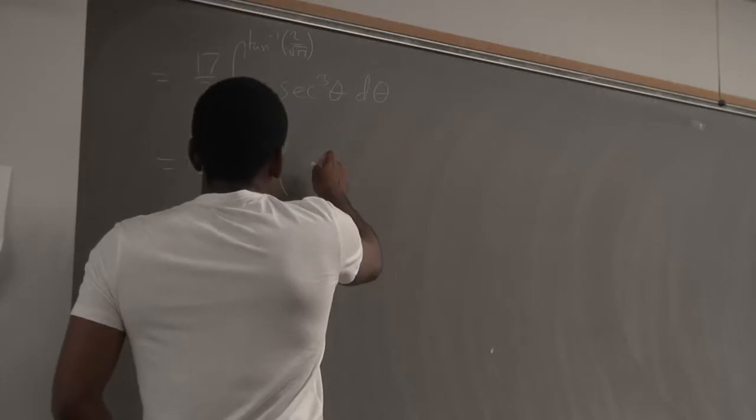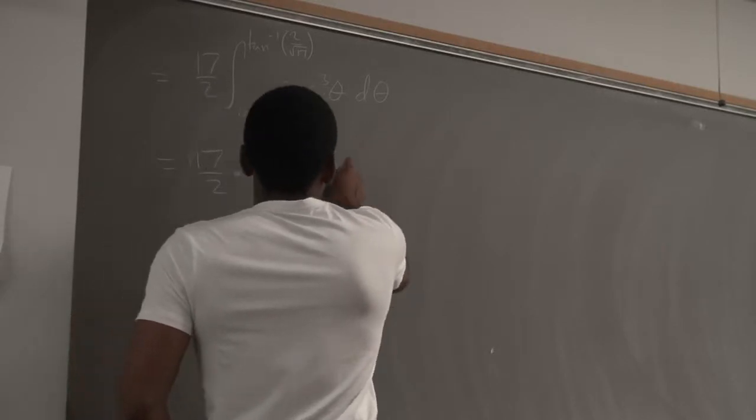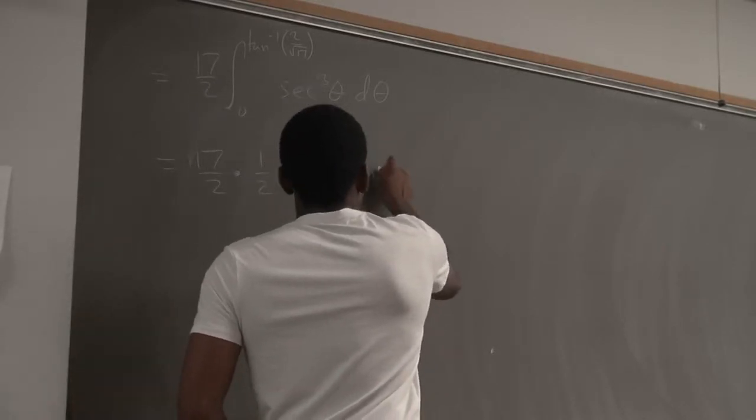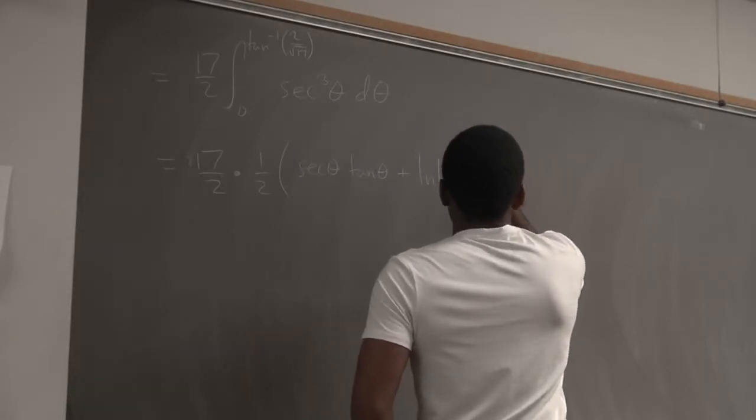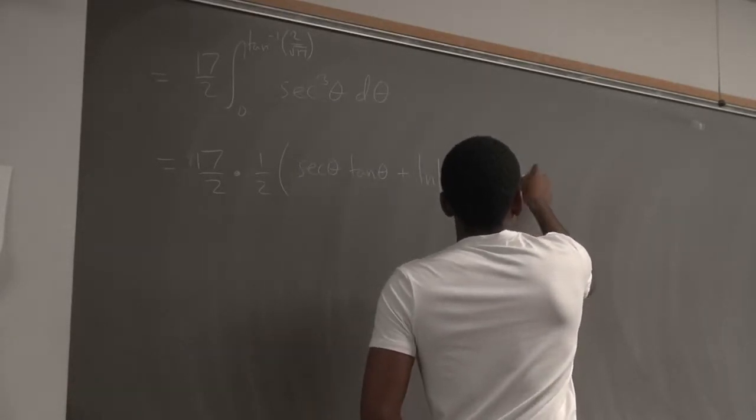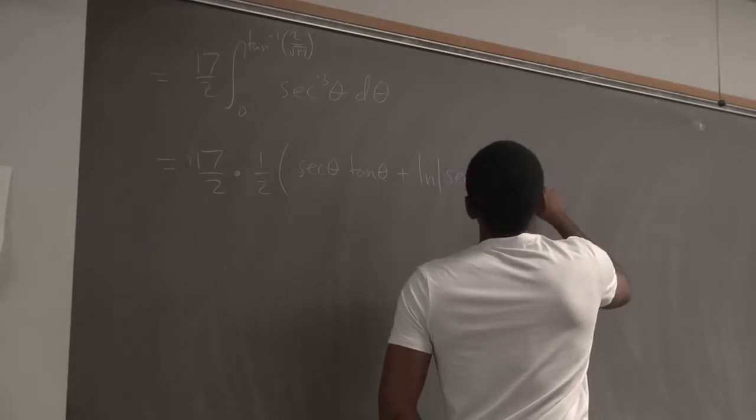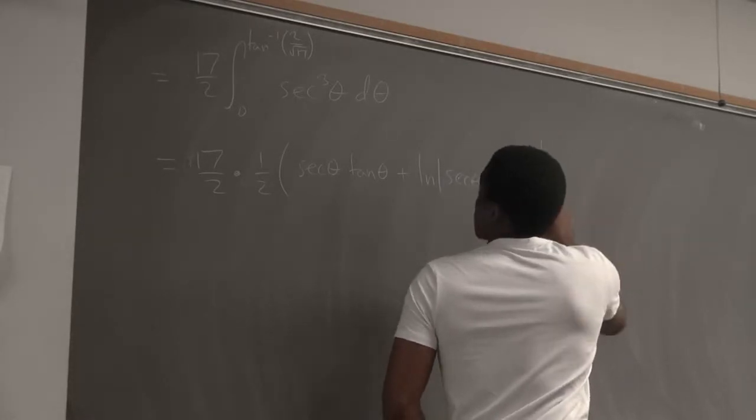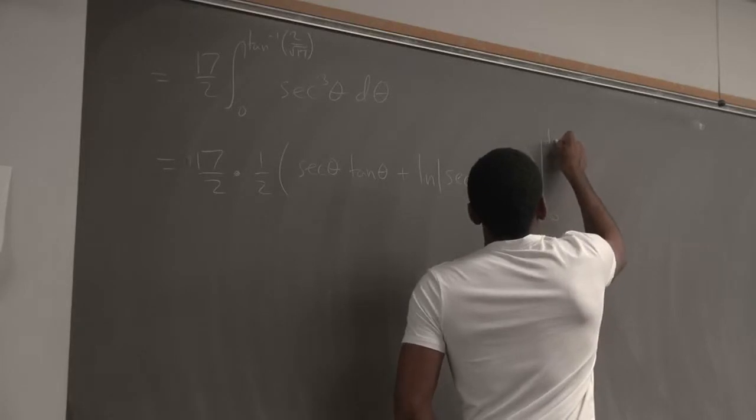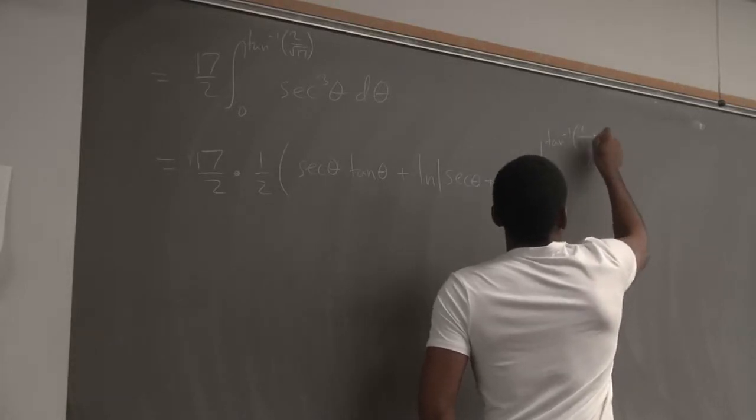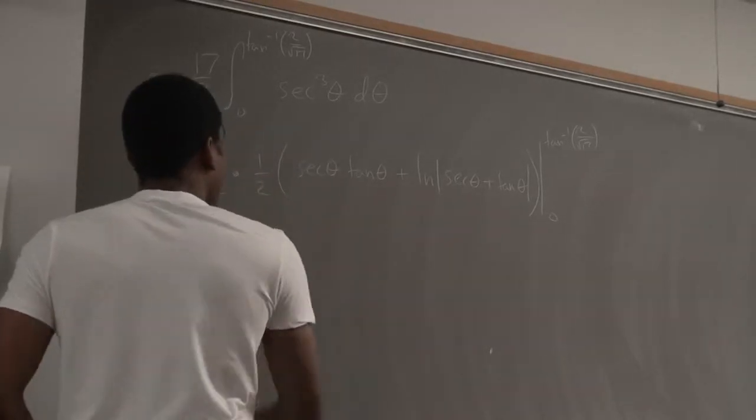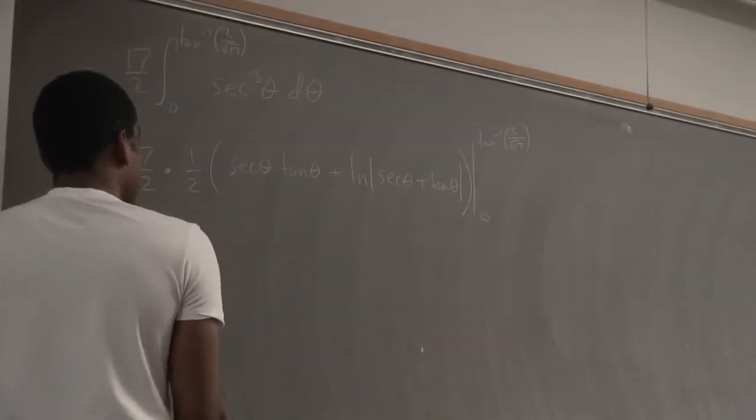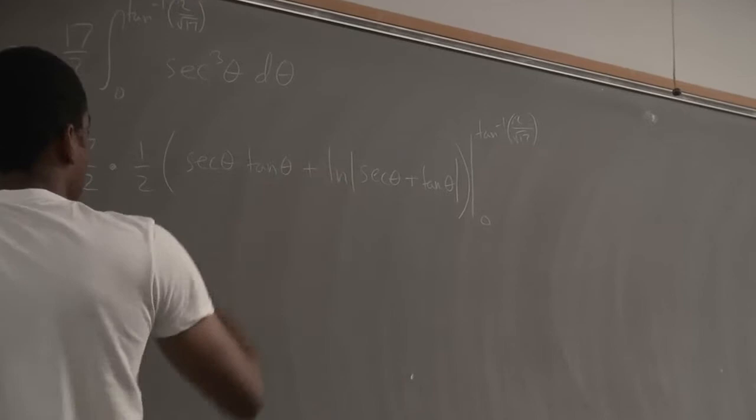So, what does the integral have? It's secant tangent plus ln of secant plus tangent. It's something like that. Back when I was doing Calc 2, I had it memorized. I don't know if I remember it now, but I think that's it. And so now you just plug in these guys.